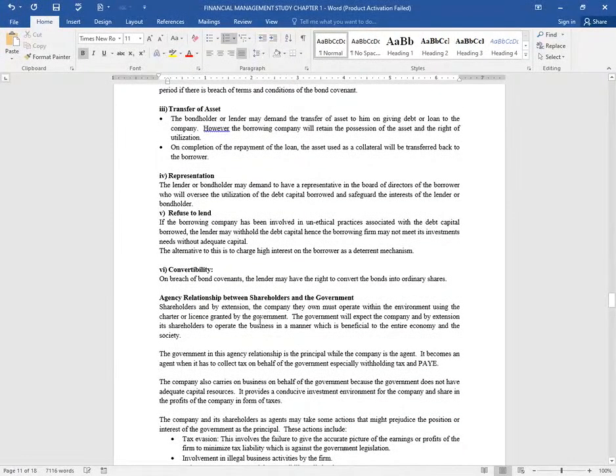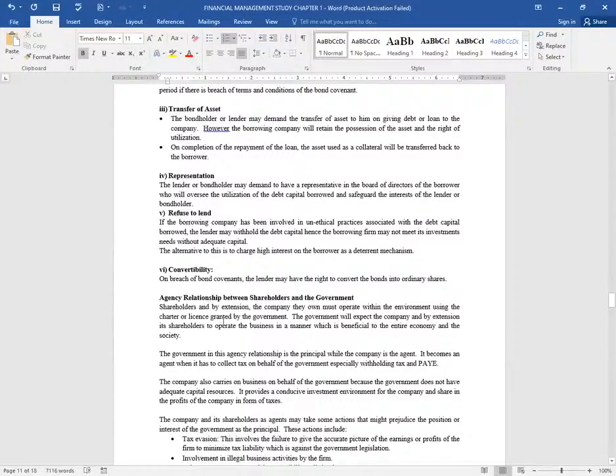We are told that shareholders and, by extension, the company must operate within the environment using a charter or license granted by government. The government will expect the company and by extension its shareholders to operate the business in a manner which is beneficial to the entire economy and the society. Remember, shareholders and the government happen to be who? The principal. Because at the end of the day, we are working in these businesses to ensure that we support the government's agenda: job creation, payment of taxes, etc.